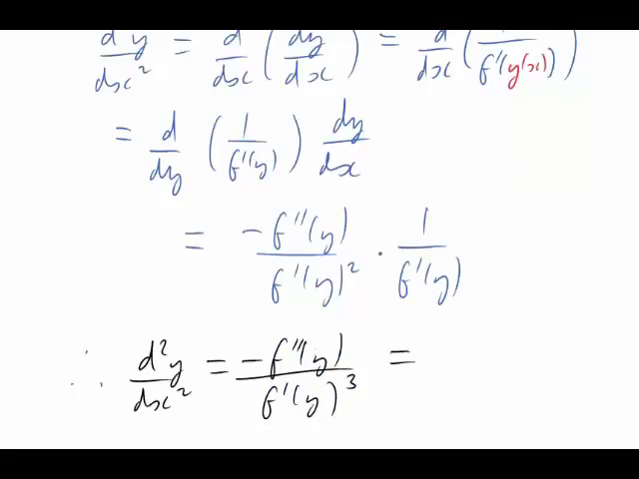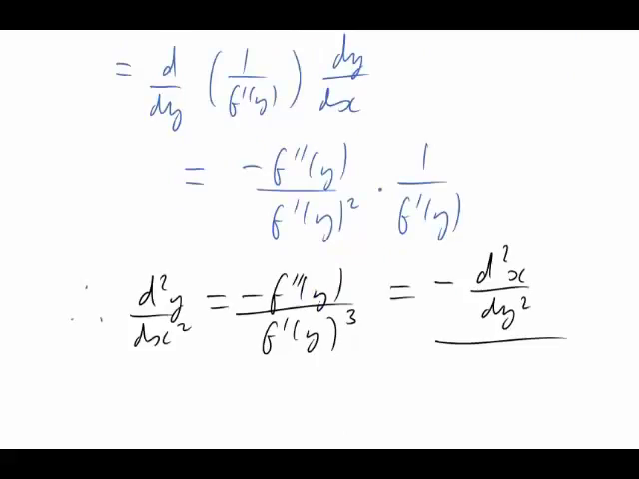And then we could change to the d notation. So on the top, the second derivative of f with respect to y. But remember, f is the same as x. X was f of y. So that's the second derivative of x. It's d2x by dy squared. And on the bottom, it's the cube of dx dy. So this is the correct formula relating the two second derivatives.